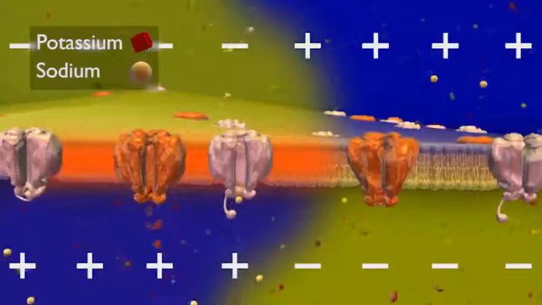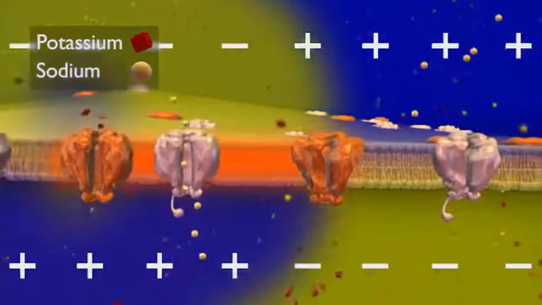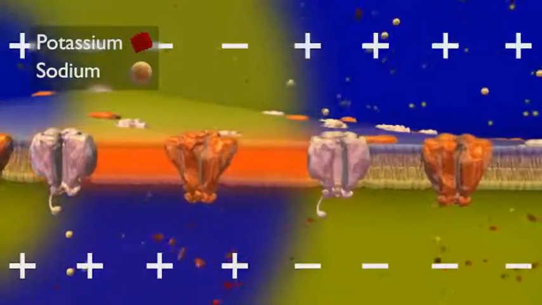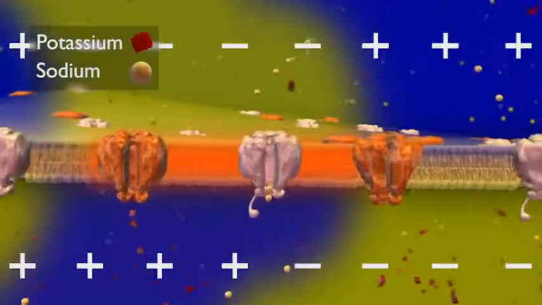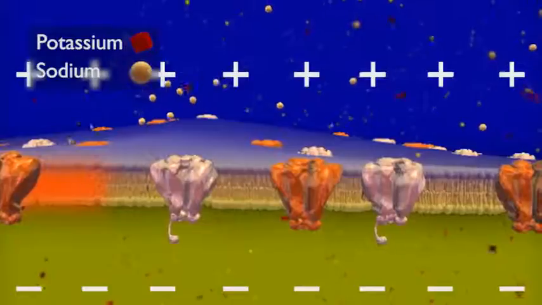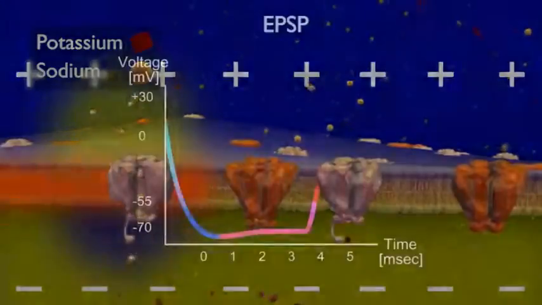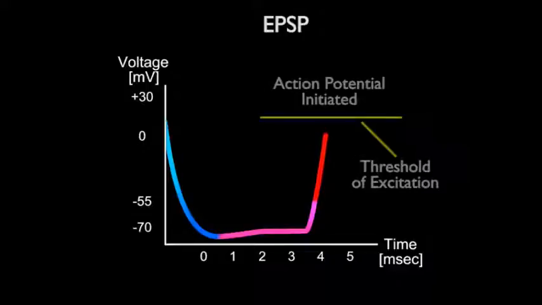Since the inside of the neuron is becoming positive with the influx of sodium, the change in electrostatic pressure results in the opening of potassium channels, and positively charged potassium flows out of the cell. The sodium channels then close, and the peak of the action potential is reached.